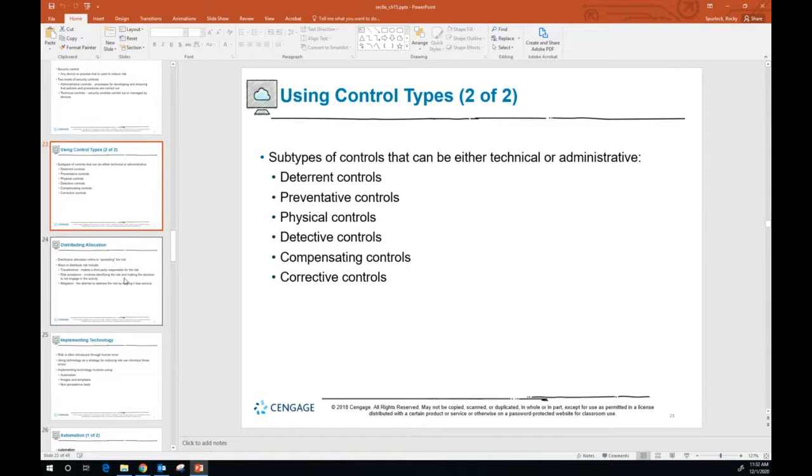These can also be broken down into subtypes. These can be either technical or administrative. They're deterrent controls, preventive controls, physical controls, detective controls, compensating controls, or corrective controls.